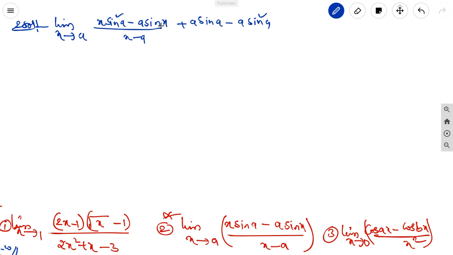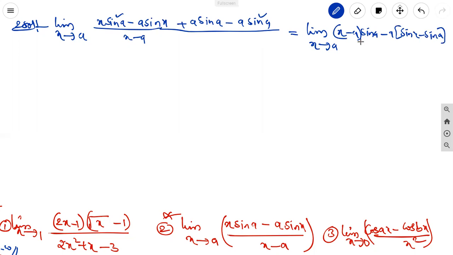Why? Because a is a constant, and the two terms in sin x and sin a form can be expressed in the form of sin c minus sin d. For that case, we can add and subtract a sin a. Then it should be limit x tends to a. Next, sin a is taken common. It is (x minus a) into sin a. Next, minus a is taken common. It is (sin x minus sin a) by (x minus a).